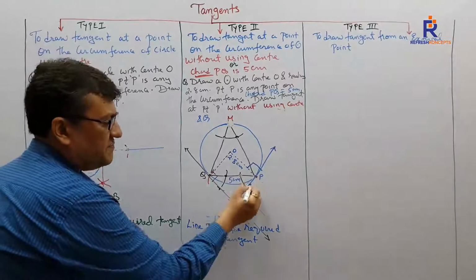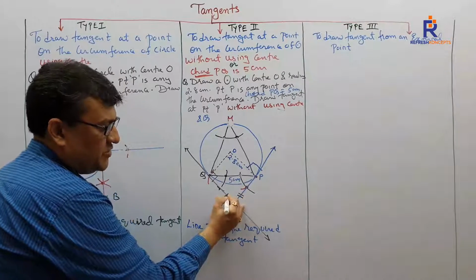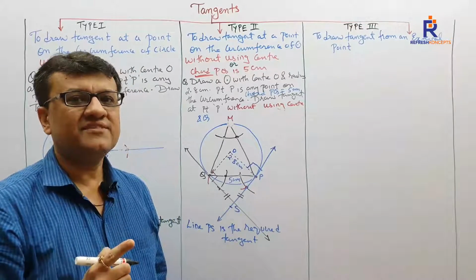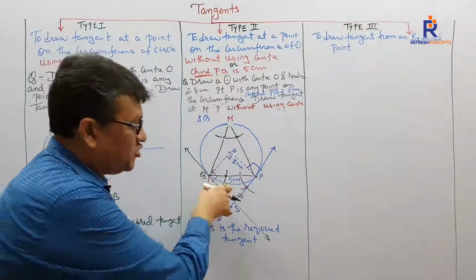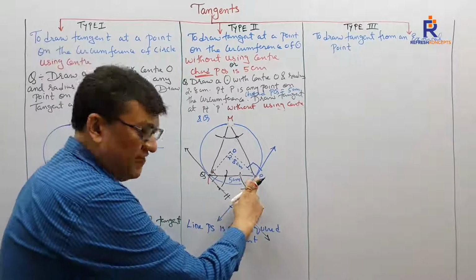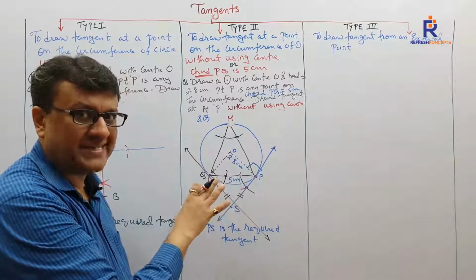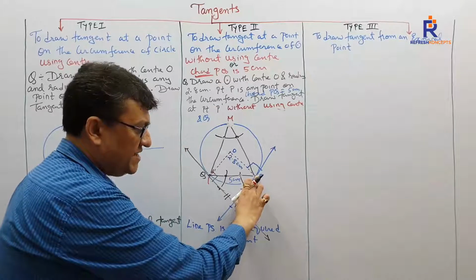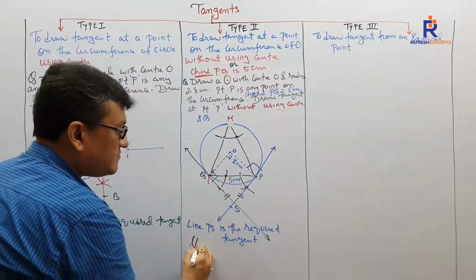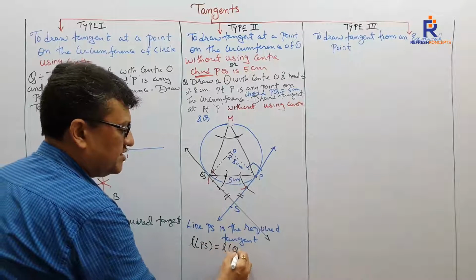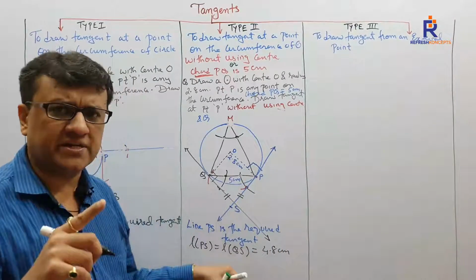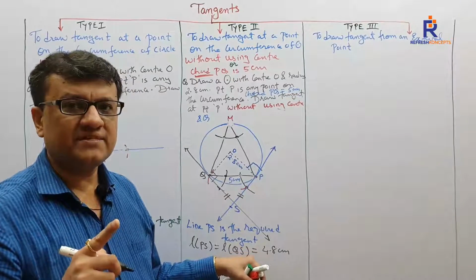Mind you, whatever PS is shall be QS. Reason: length of tangent segments drawn from the external point are congruent. Whatever you measure, PS has to be QS. Why? Length of tangent segments drawn from the external point are congruent. So, since I have drawn a rough sketch, I don't know exactly what the answer is going to be. So say, for example, this is 4.8, and you will write length PS is equal to length QS, which is equal to 4.8 centimeter. I'm just giving you an arbitrary number, but that's what it is.